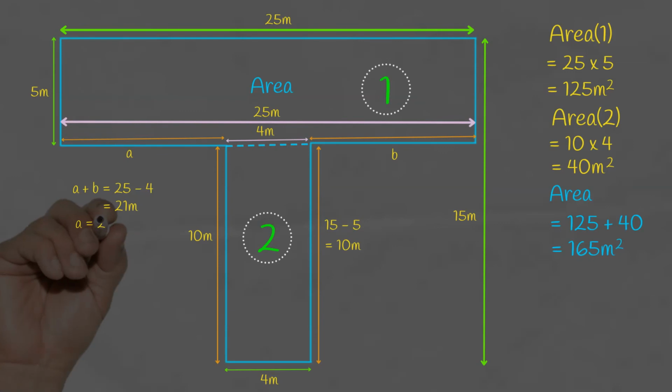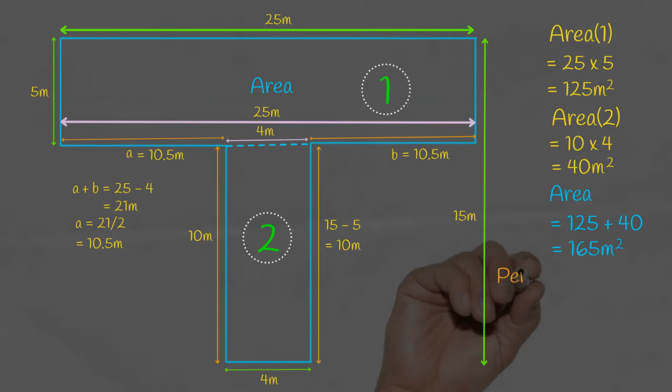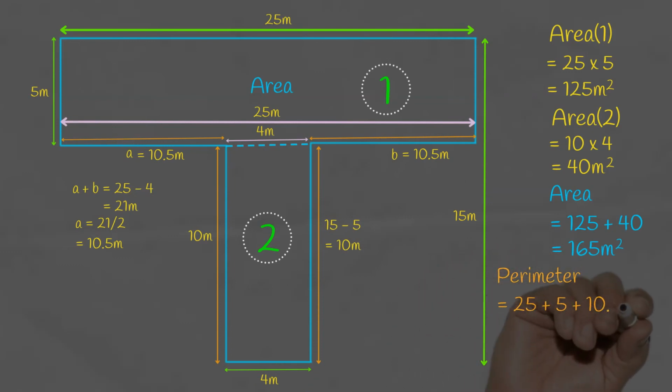Hence, A is equal to 21 divided by 2, so it's equal to 10.5 metres. And as B is also the same length as A, B is also 10.5 metres. So now we can work out the perimeter. And as the perimeter is the sum of all the sides, it's equal to 80 metres.